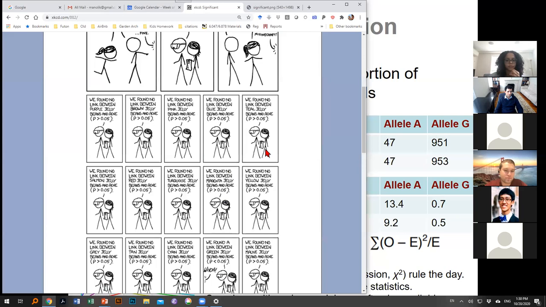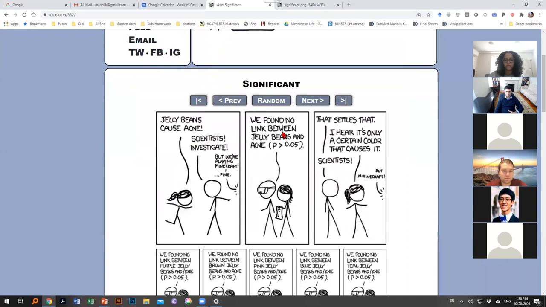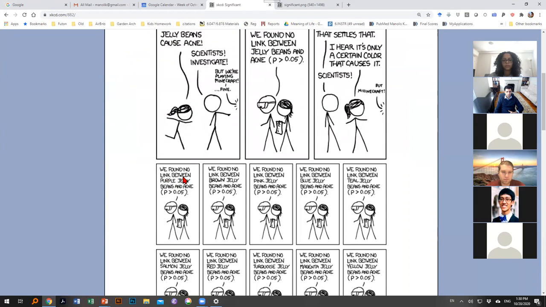Jelly beans cause acne, scientists investigate. We found no link between jelly beans and acne. It's not significant. That settles that. I hear it's only a certain color that causes it. Scientists, investigate. We found no link between purple jelly beans and acne. No link between brown jelly beans and acne. No link between pink jelly beans and acne. No link between blue jelly beans and acne.